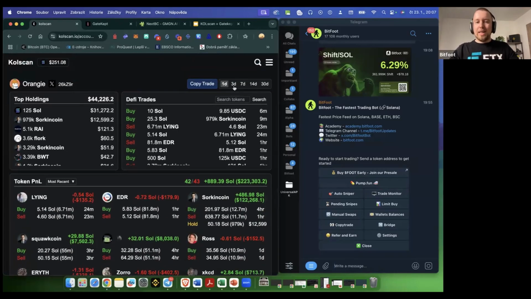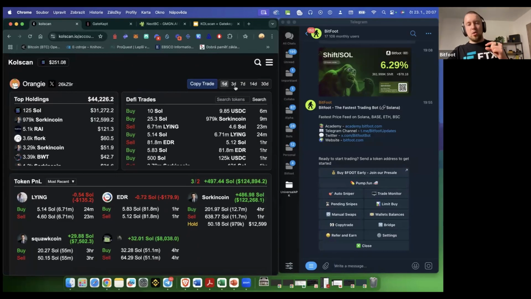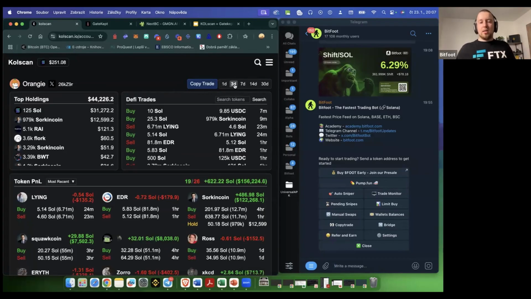Which you can check if you turn it on daily. Like today, he made 500 Solana, which is a lot. So that kind of indicates that in the previous days he wasn't so profitable. Like in the last 7 days he made 800 Solana. So here we can see the success score, which is roughly 50%, which is pretty good.